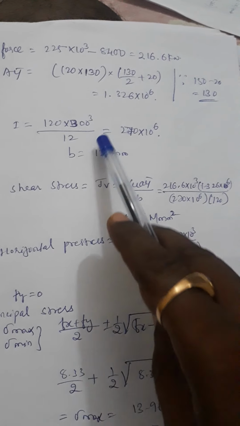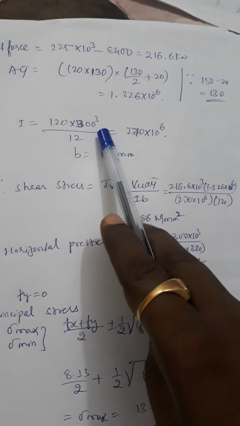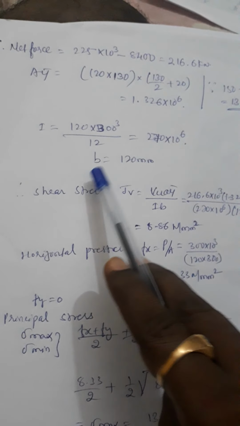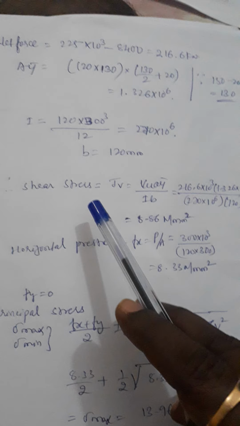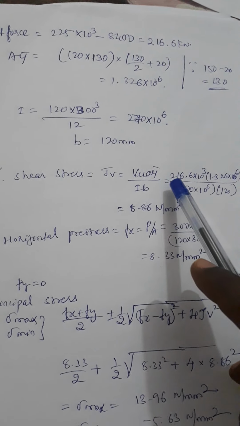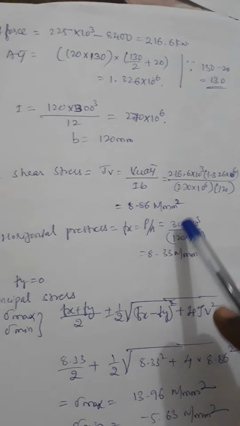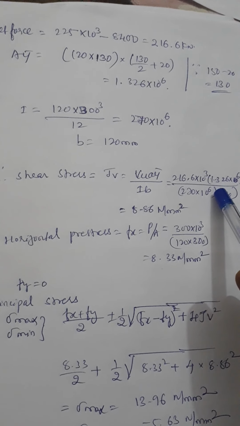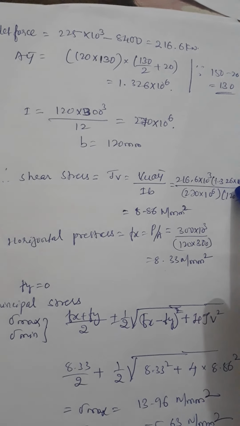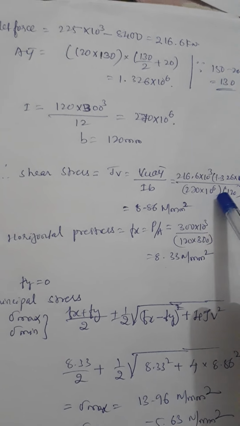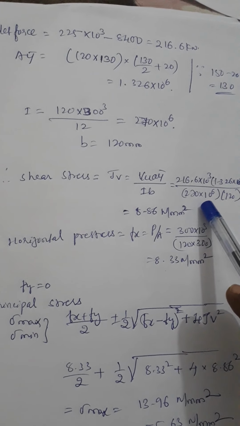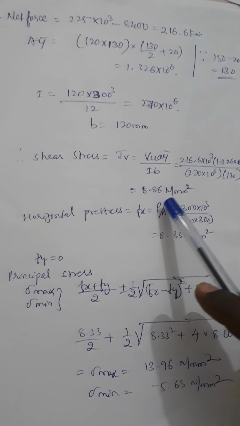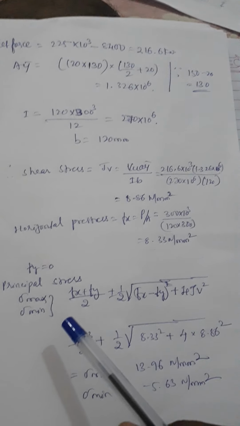So I is equal to bd cube by 12, so 120 into 300 cube divided by 12, that is 270 into 10 raised to 6. The breadth is given as 120. Therefore the shearing stress tau is equal to V into A Y bar divided by I into b. So 216 into 10 raised to 3 into 1.32 into 10 raised to 6 divided by 270 into 10 raised to 6 into 120, that comes to about 8.86 Newton per mm square.